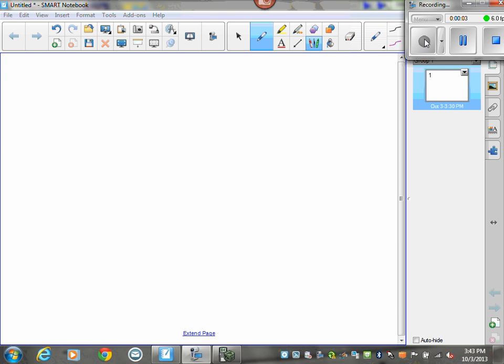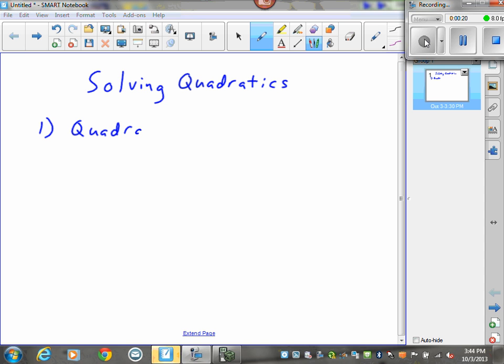Alright, so today we're going to be working on solving quadratics. And we're going to look at two methods. We're going to look at the quadratic formula, and we're going to look at it graphically. So we're going to see how we can use our calculator to help us solve some quadratic equations.